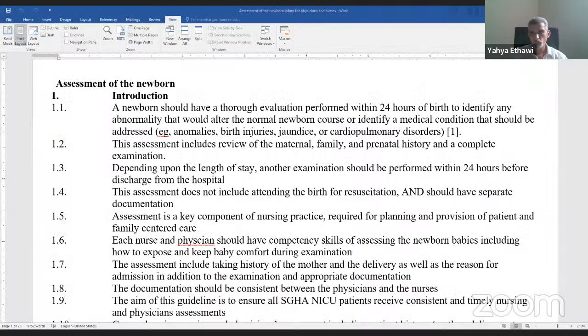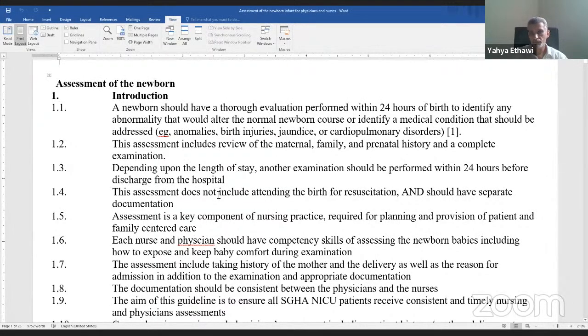Just to let you know that this is not a formal presentation. It is just to review our guidelines of how to do a newborn assessment. So I'm going to share my screen, share the guidelines that we have, and I hope that you can see it. Okay, so as you can see, it's guidelines, not a presentation.